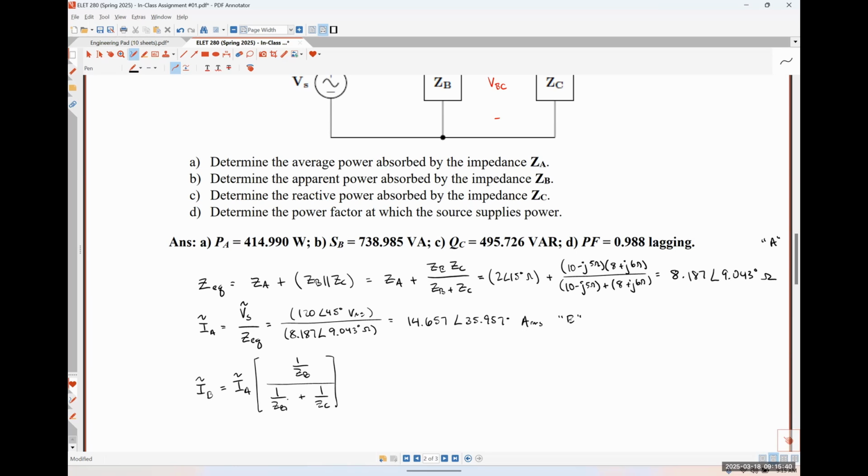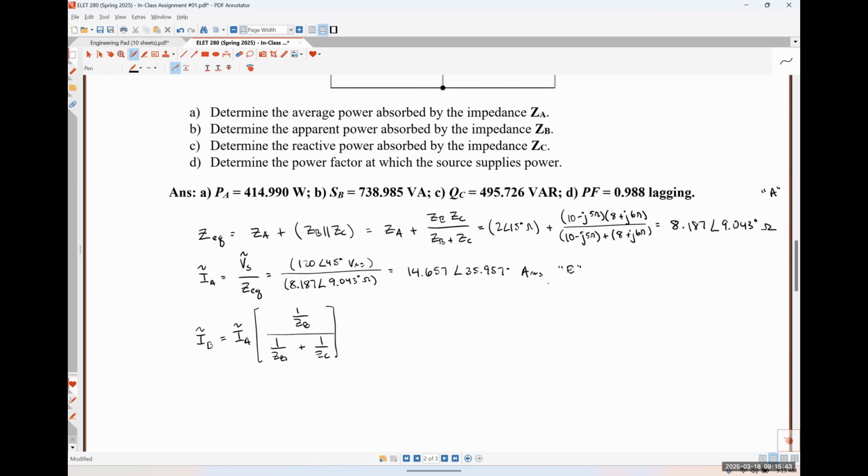So we're at a point now where I'm just going to write the numbers out here. So this would look like 14.657 angle 35.957 degrees amps RMS. Then I would have 1 over ZB, which was 10 minus J5 ohms, divided by 1 over ZB, once again, 10 minus J5, plus 1 over ZC, where ZC is 8 plus J6. And I'm going to throw this into my calculator.